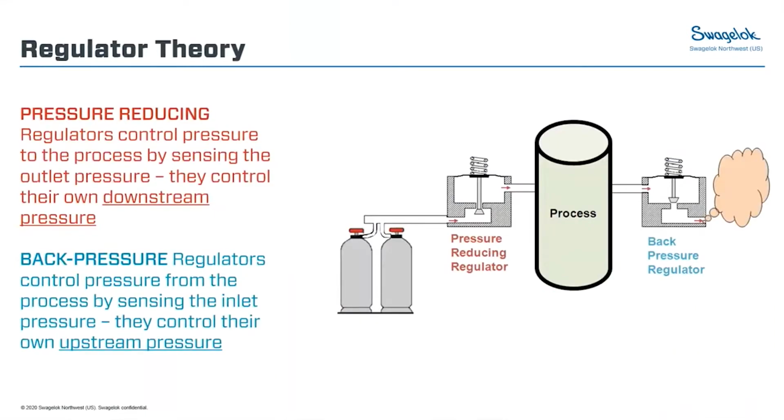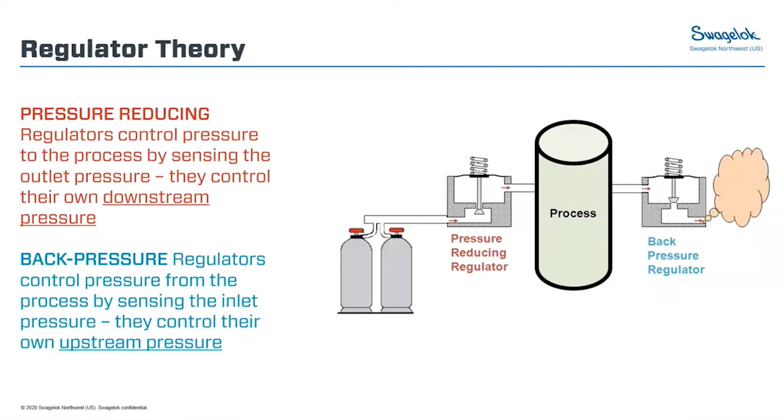All right, so what is a pressure regulator? A pressure regulator is a mechanical device that controls pressure and flow in order to self-adjust and control pressure on one side of the regulator. So I like to break regulators into two primary categories, that being pressure reducing regulators and back pressure regulators. If we look at this little schematic here, I think it does a nice job of showing us what each of these types of regulators are doing.